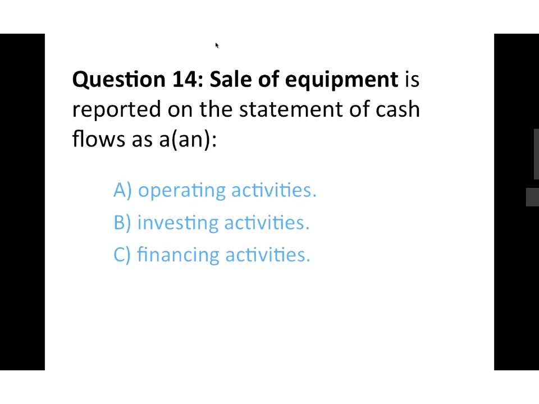Okay, next one, sale of equipment. Sale of equipment is reported on the statement of cash flows as what? Operating, investing, or financing. And again, that goes back to those slides. It goes back to the balance sheet. What type of account is equipment? So what kind of cash flow will it be?